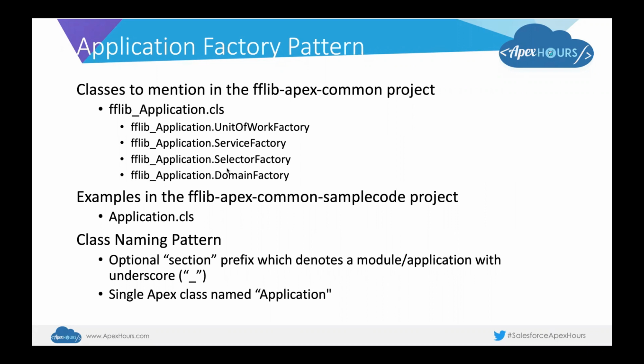So let's take a look at the application class. From the Apex Common project, it always extends this fflib application class. And really, there are 4 subclasses in that class. One is called the unit of work factory, the service factory, selector factory, and domain factory. The example is in the Apex Common sample code project, and it's simply the application class. And typically, you have a single application class in the environment. Sometimes you might want to prefix it, but usually it's always named application. So let's go take a quick look at that application class.